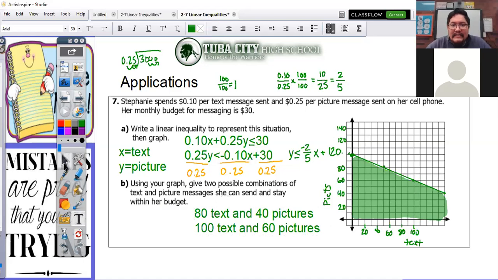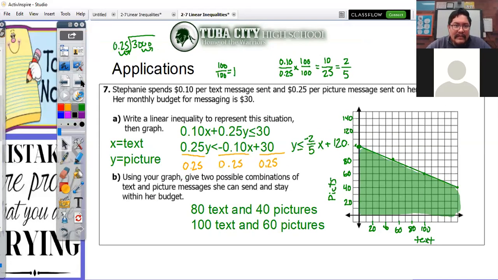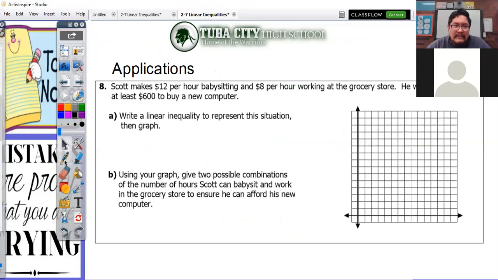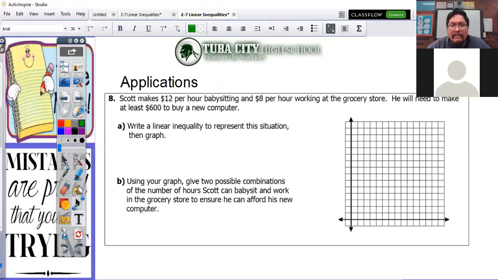All right, let's get to the last one. So last example in this one here, and then we'll call this one a day. All right, so Scott makes $12 per hour babysitting and $8 per hour working at the grocery store. So again, a person with 2 jobs. He will need to make at least $600 to buy a new computer.